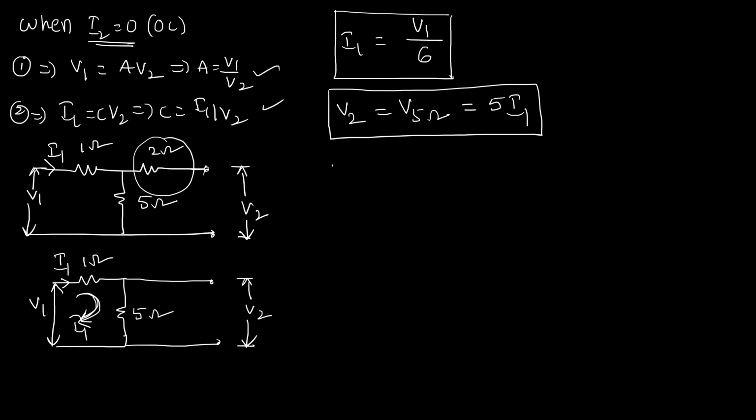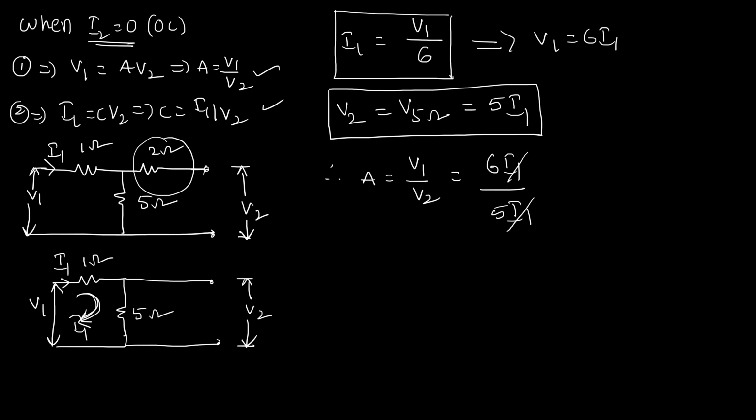Therefore, what can we calculate? A as V1 by V2. What is V1 from this particular relation? V1 equal to 6 into I1. So write like that, 6 into I1 by V2. Instead of V2, we may write 5 I1. So I1 gets cancelled. We'll be getting some value which is dimensionless, no unit, because it is voltage by voltage.